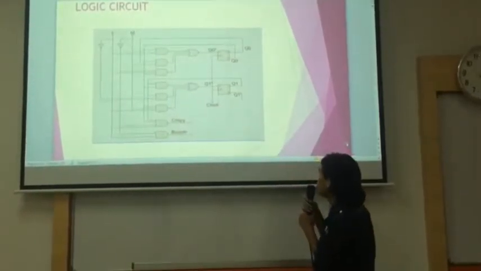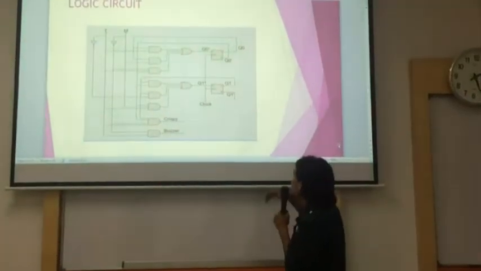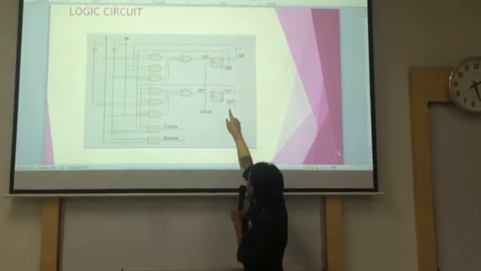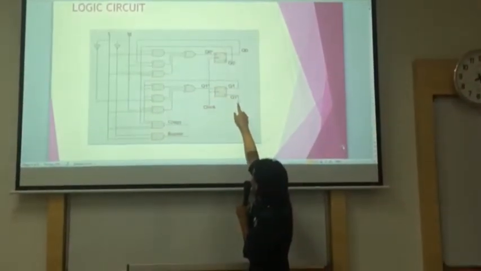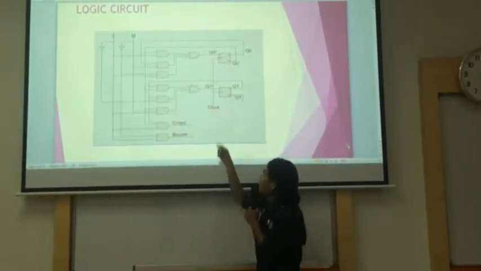We also need to name the input and the output for the flip-flop. Like this one, I name it Q1 current state and Q1 not current state, and for the input is Q1 next state.